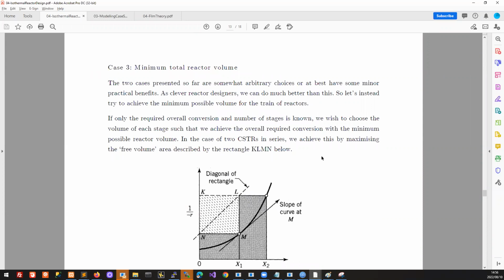Okay, so that's the case if you don't have the ability to choose the volume.